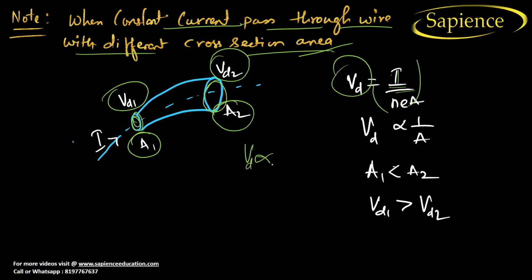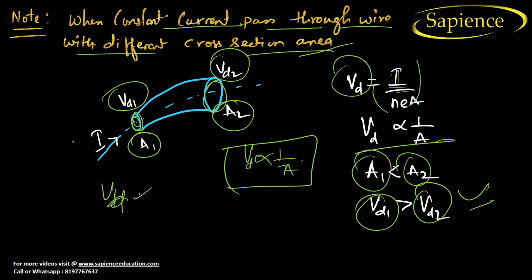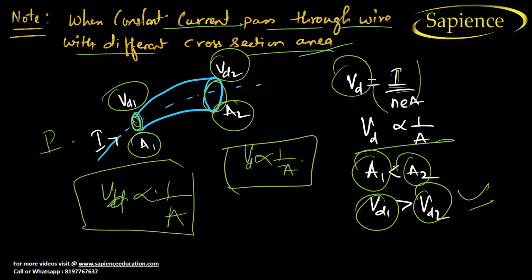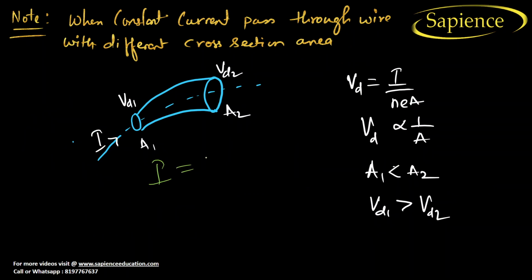Vd is proportional to 1 by A. It means that if the area is less, the drift velocity is more. If the area is more, the drift velocity is less. It means that drift velocity Vd is inversely proportional to the cross-sectional area, if I is constant. I hope you have understood this. If I is constant, then drift velocity is inversely proportional to A.